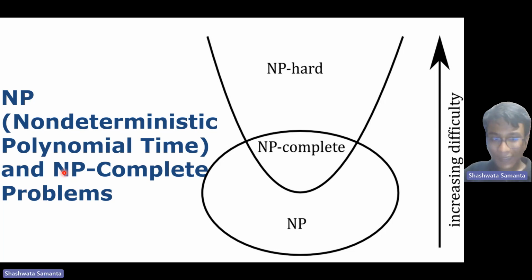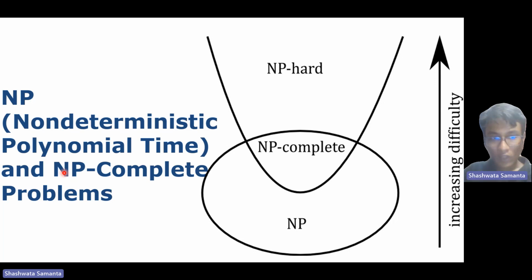Next are NP complete problems. They represent the most challenging and comprehensive subset of NP. NP complete problems are considered the hardest problems to solve. They are characterized by the property that any problem in NP can be transformed into them in polynomial time. In other words, if an efficient algorithm is discovered for an NP complete problem, it will imply that all problems in NP can be solved efficiently.